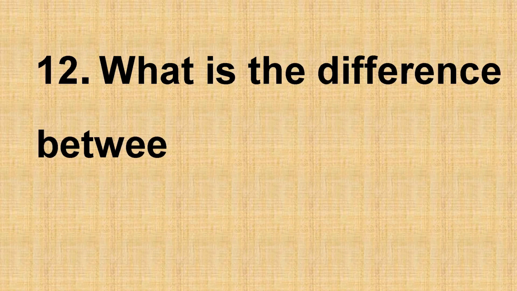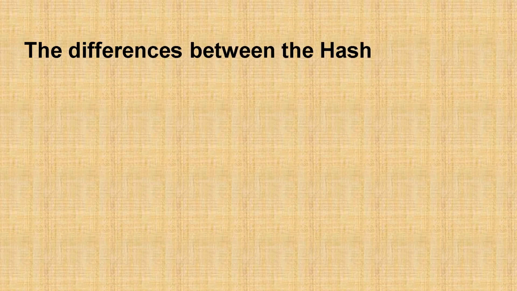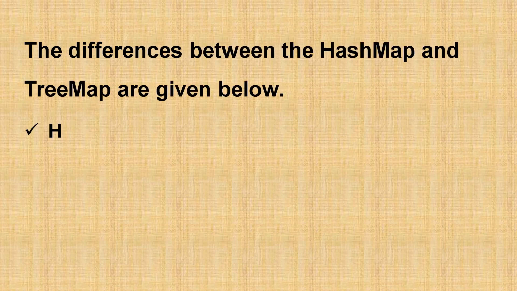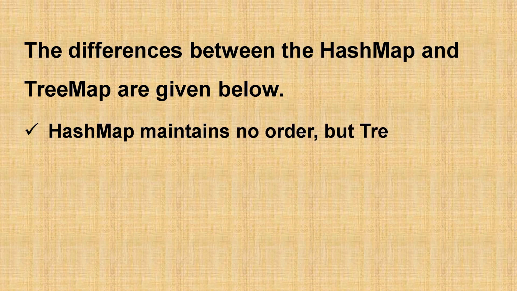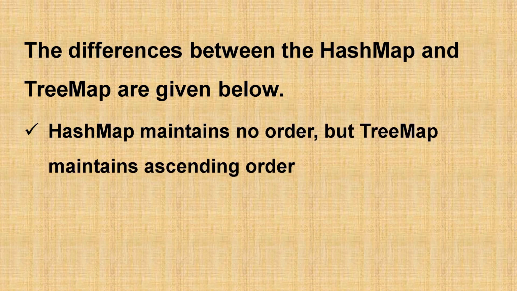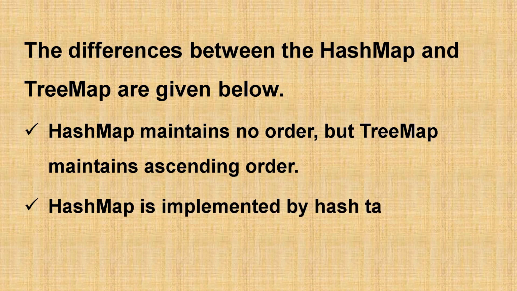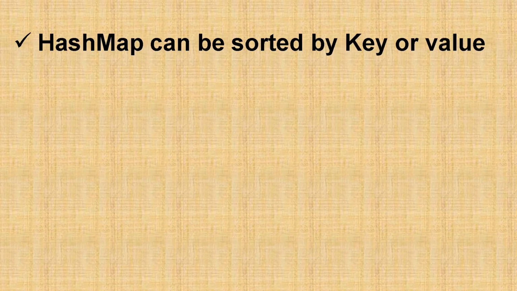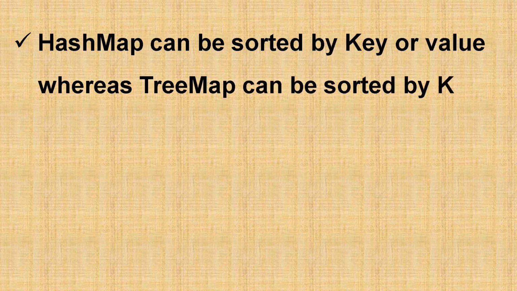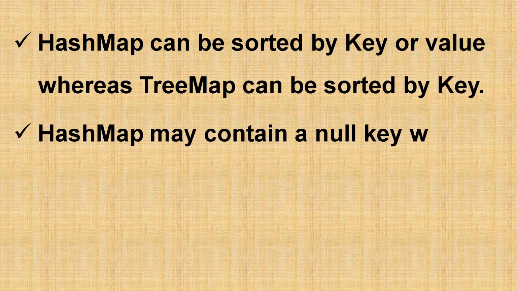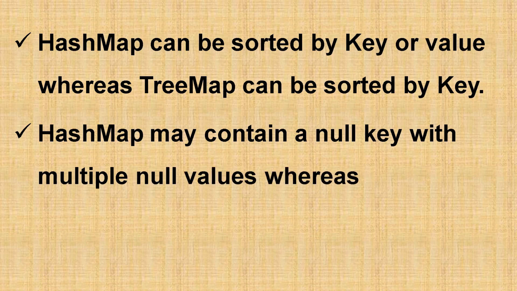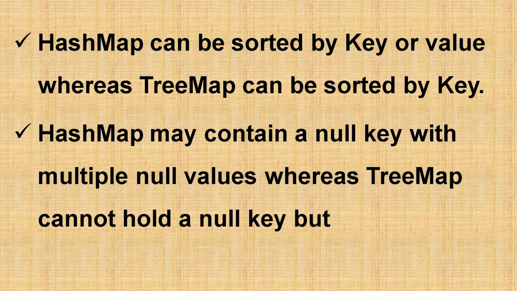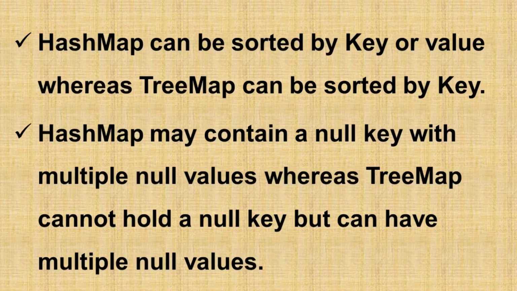What is the difference between hash map and tree map? The differences between the hash map and tree map are given below. Hash map maintains no order, but tree map maintains ascending order. Hash map is implemented by hash table whereas tree map is implemented by a tree structure. Hash map can be sorted by key or value whereas tree map can be sorted by key. Hash map may contain a null key with multiple null values whereas tree map cannot hold a null key but can have multiple null values.